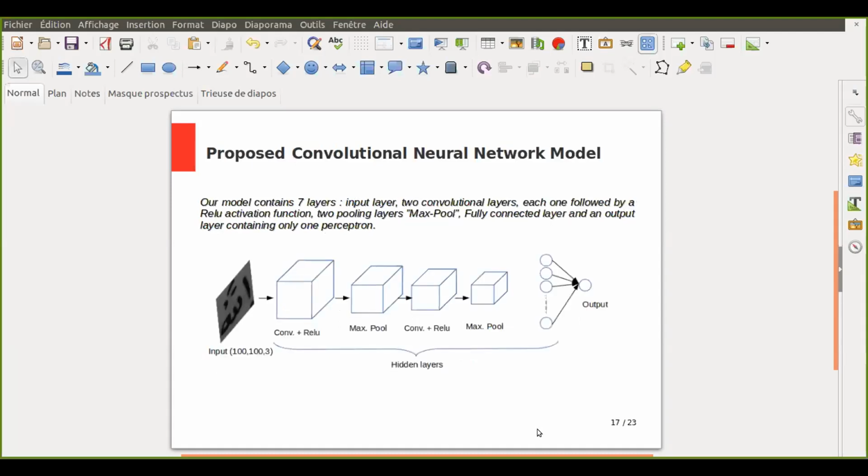For our second model, it contains 7 layers, an input layer, an output layer, and between them we use 5 hidden layers: 2 convolutional layers followed by a ReLU activation function, and 2 max pooling.